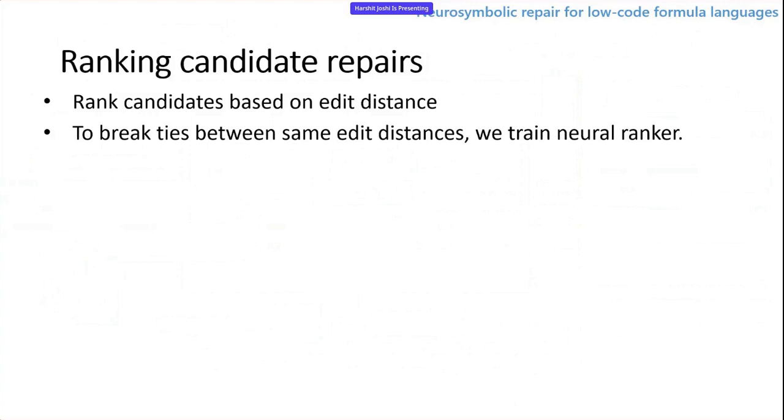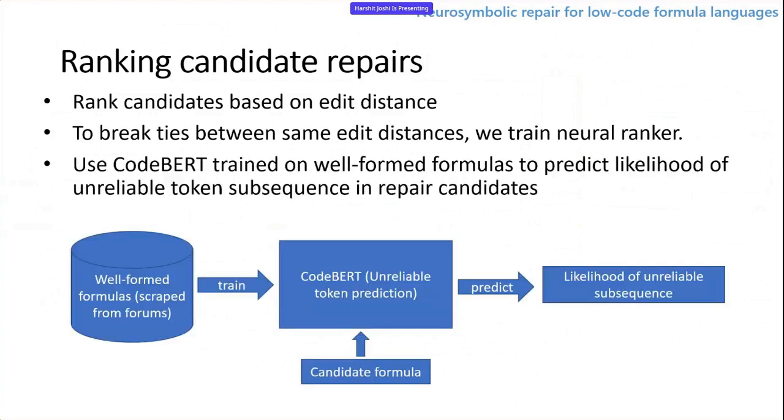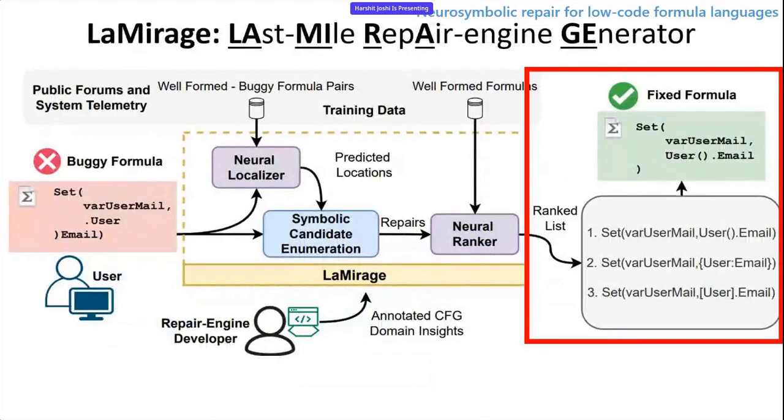To resolve this, and to give the most probable candidate, we train a neural ranker, which uses CodeBERT, and it is trained on well-formed formulas, and it tries to predict the most likely token sequence. So finally, once we have all the ranked candidate list, we can now provide top 1, top 3, or top 5 repairs to the user.